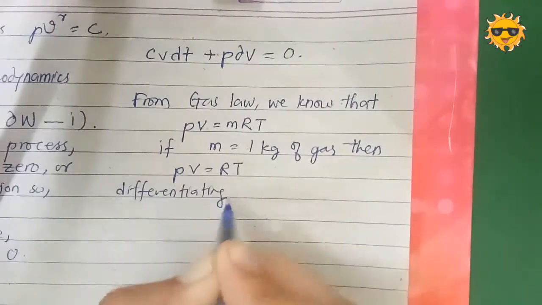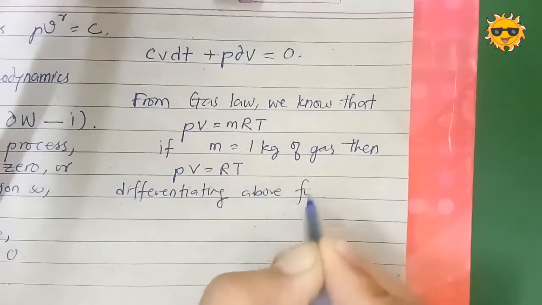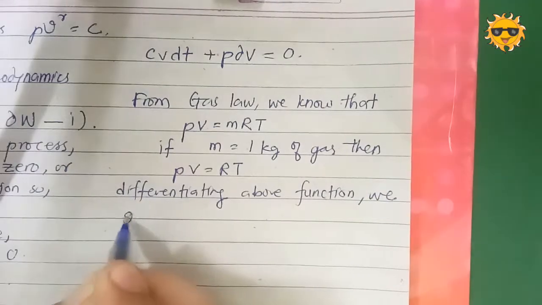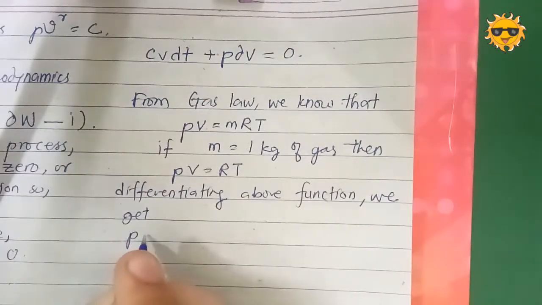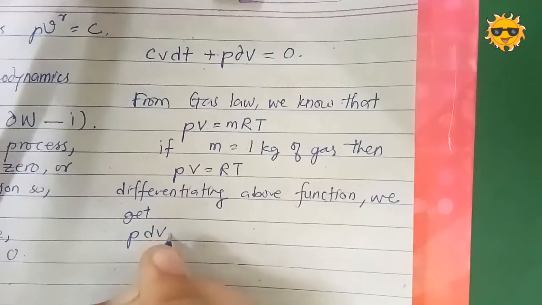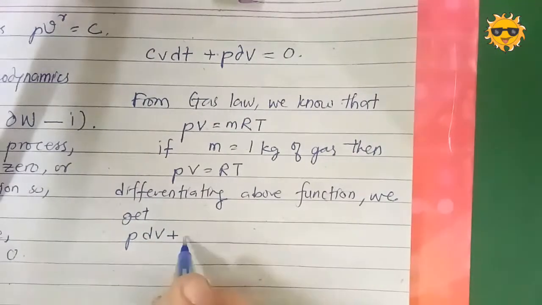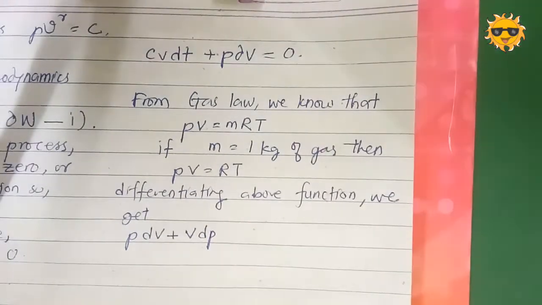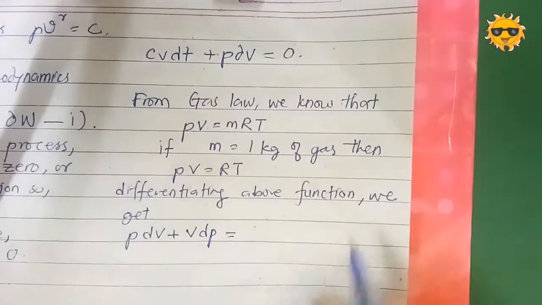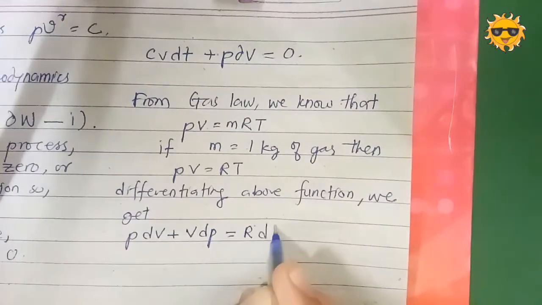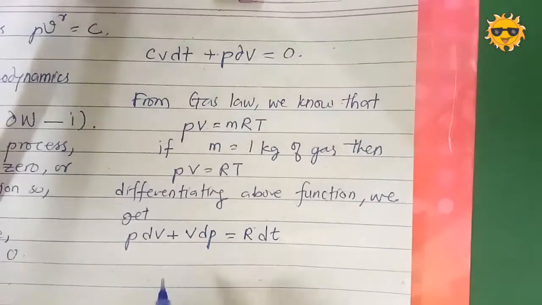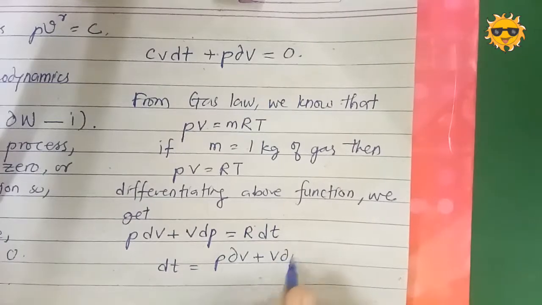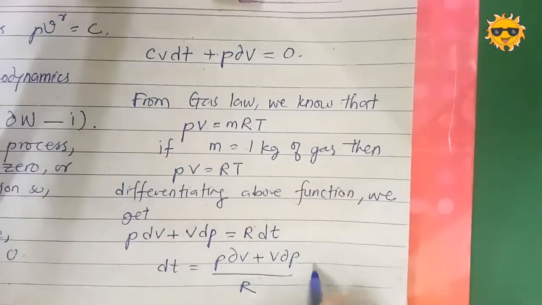Now let us differentiate this characteristic gas law. What we will get is P dV plus V dP. We are using the UV rule of differentiation. That will be equal to R, which is a constant, that is gas constant, and T is variable, so it is dT because it is varying. dT will be equal to P dV plus V dP divided by R.